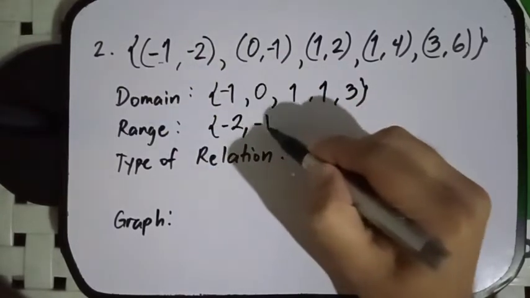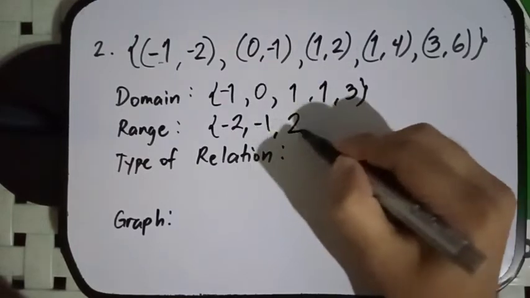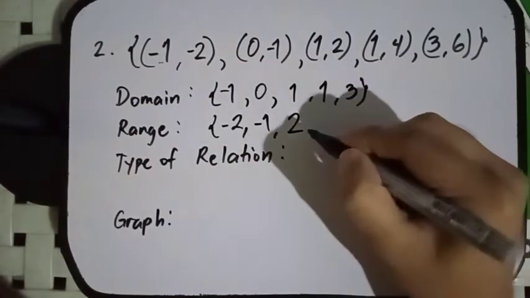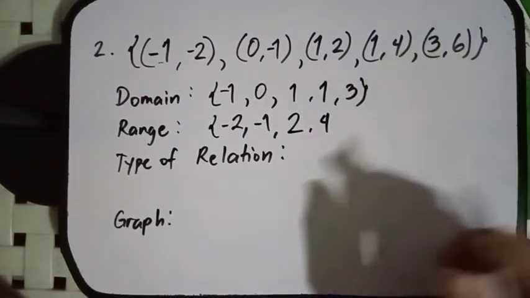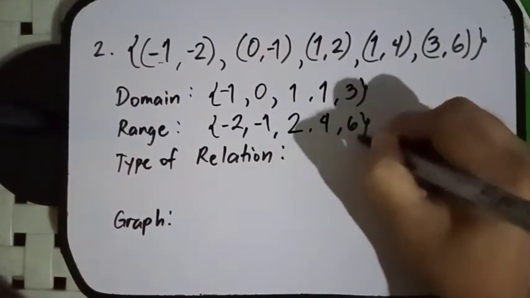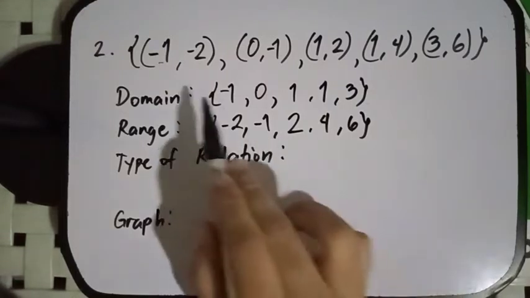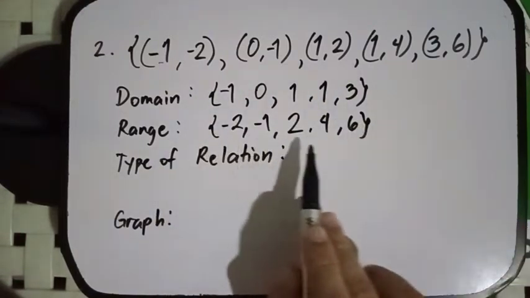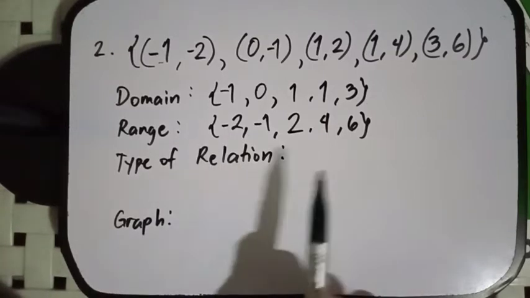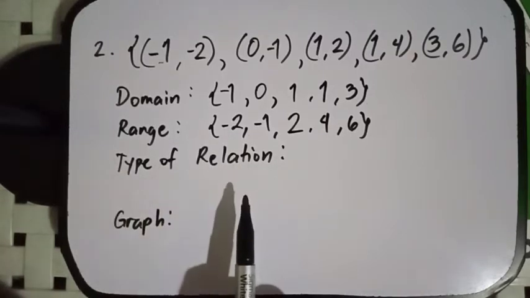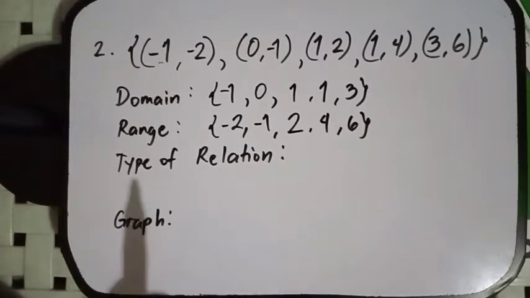Dito is negative 1. Yung pangatlo is 2. Yung pangapat na ordered pair is 4. Tapos yung dito naman, panglima is 6. So yan yung second number sa ordered pair. At ito yung range. Okay? Negative 2, negative 1, 2, 4, 6. Ngayon, para malaman natin kung anong type of relation, gumawa muna tayo ng mapping diagram.